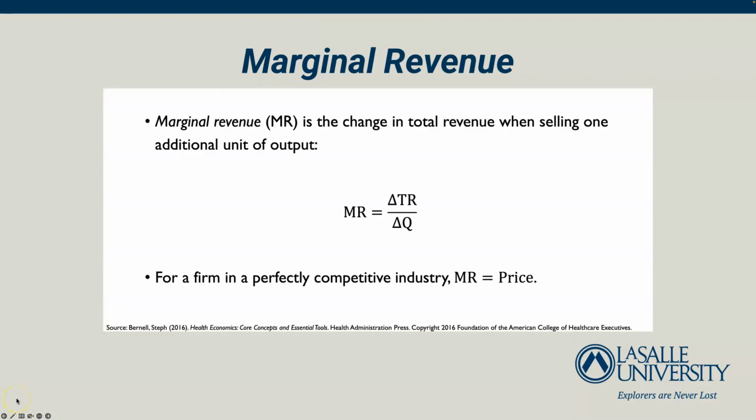One quick definition before we take a look at the market structure under perfect competition. Note that the marginal revenue is the change in total revenue when selling one additional unit of output. In other words, that's the change in total revenue divided by the change in output Q. Under perfect competition, we'll find that marginal revenue is equal to the selling price in the market, and I'll show you why that's the case in just a moment.